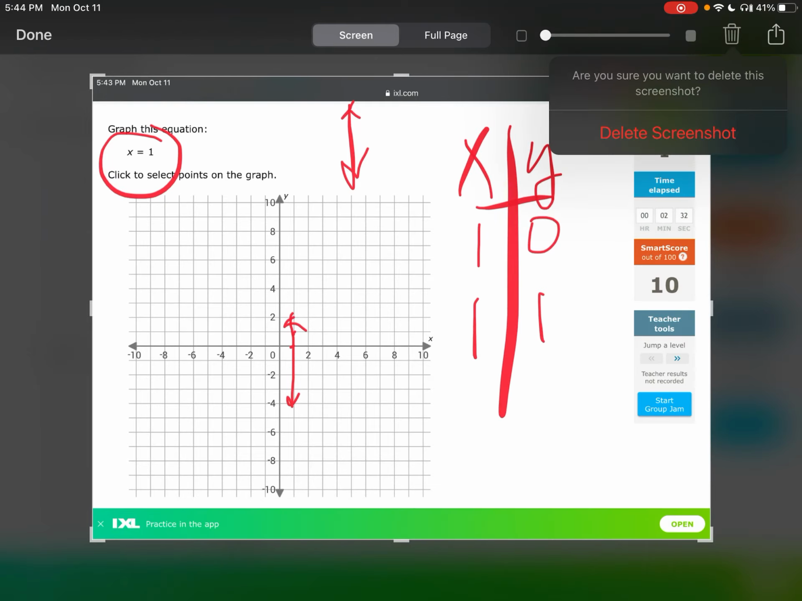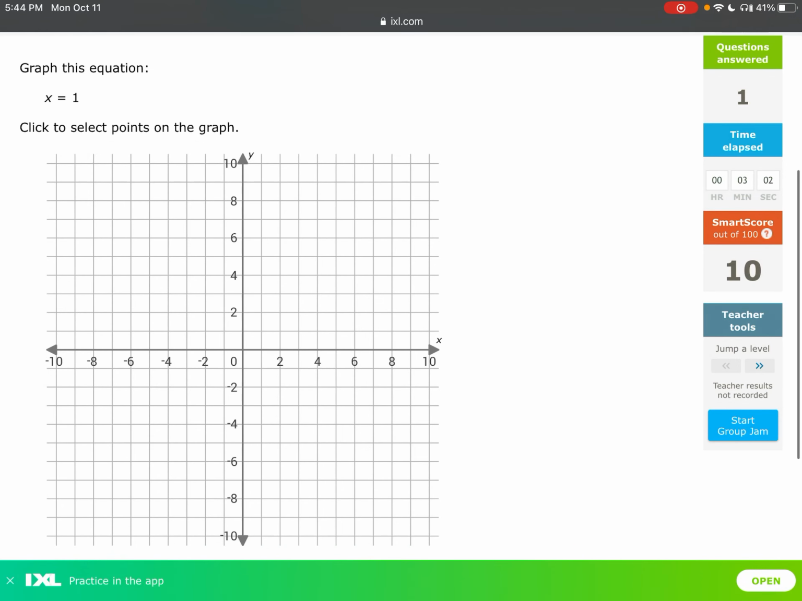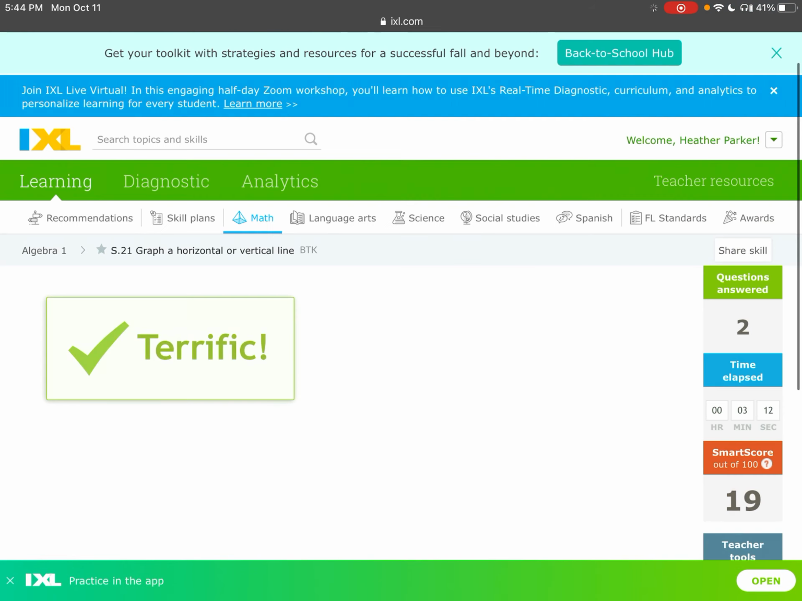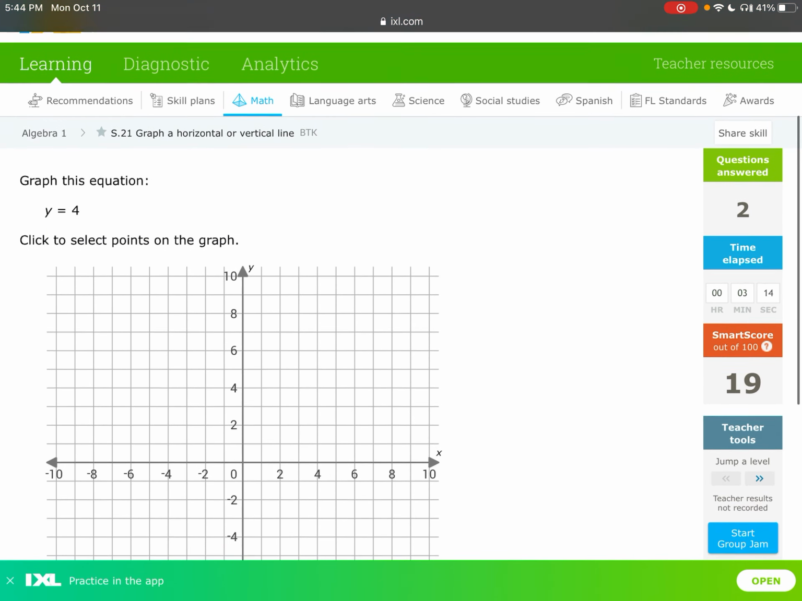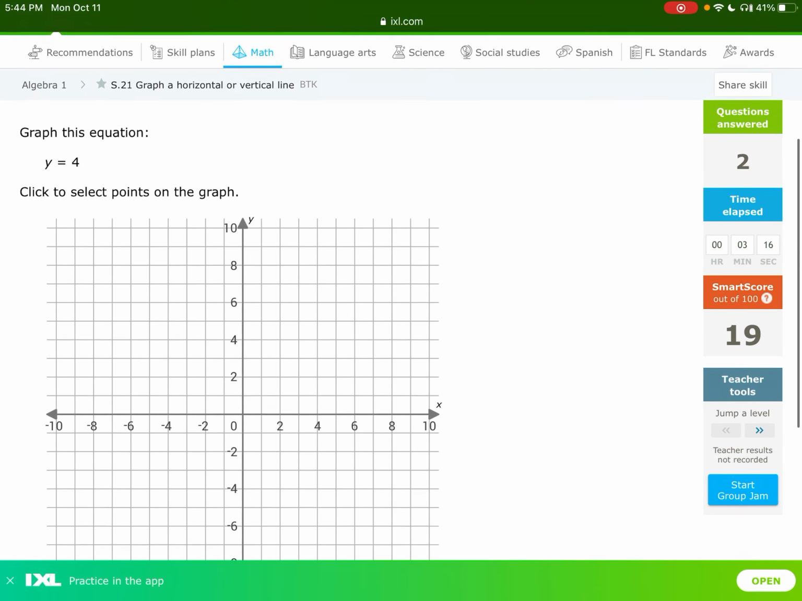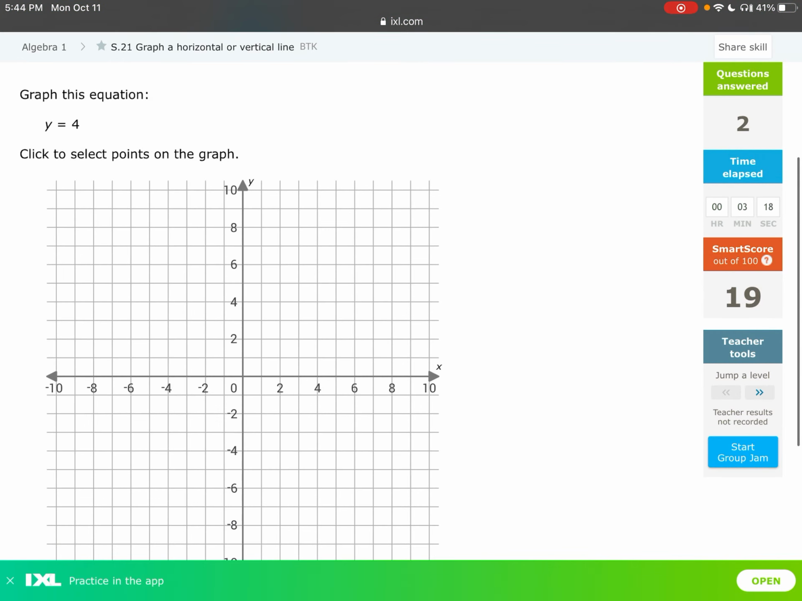So going back to our IXL, I'm going to put 1 point here at 1, 0, and 1 point at 1, 1, so that I have that vertical line at x equals 1. And that is what each of the graphs are going to look like. So this one's going to be a horizontal line at y equals 4. So y equals 4, horizontal line.